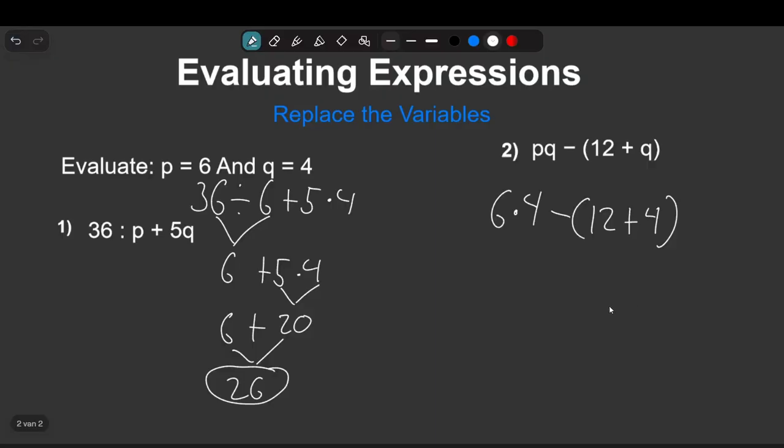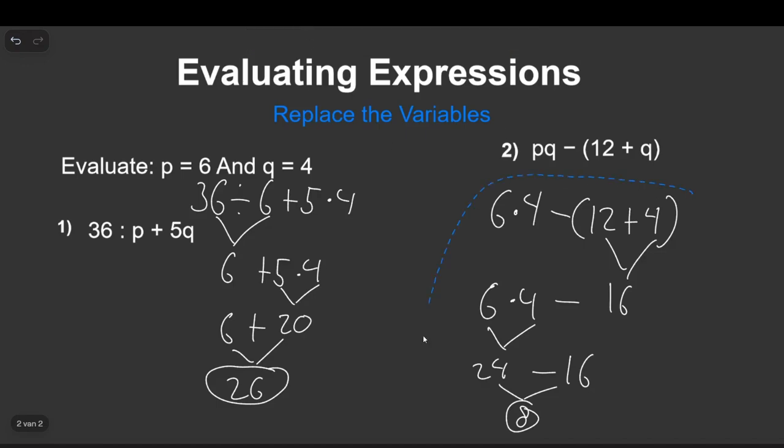The first thing we're going to do is solve whatever's inside of the parentheses. So we have 12 plus 4. 12 plus 4 equals 16. Now we have 6 times 4 minus 16 as our next problem. Now we're going to solve our multiplication. 6 times 4 equals 24. For our last problem, we have 24 minus 16, and we can solve this by doing 24 minus 16, and this will equal 8 as our final answer.